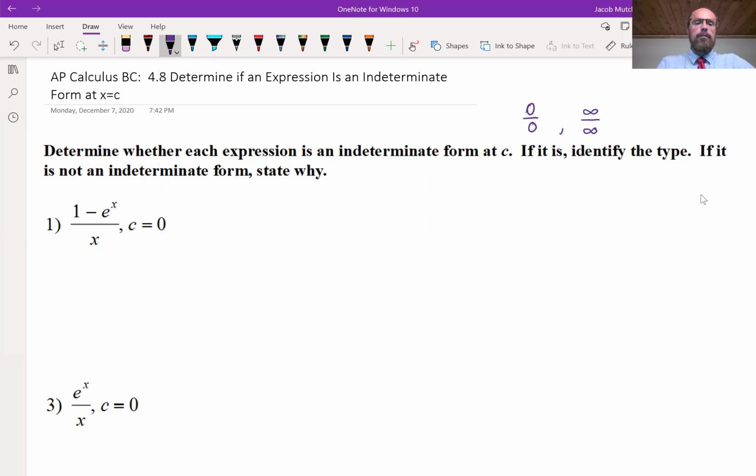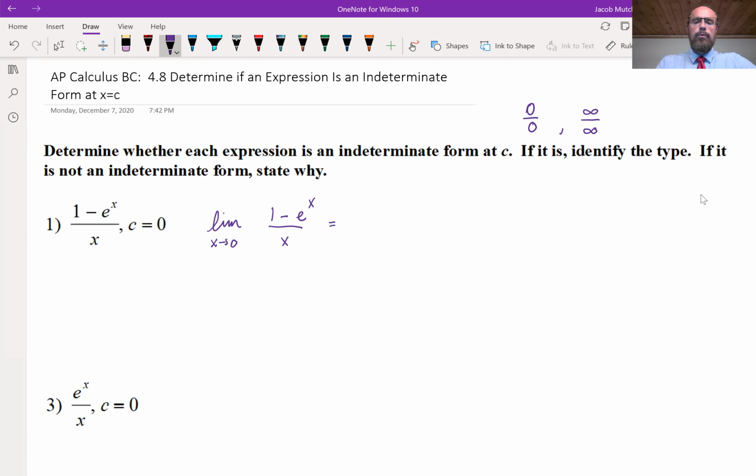And we're told to find what's the form when c equals 0. So that c, that's a specific x value. And really that's the idea there: if I take the limit as x approaches c, which in this case is 0, of this function, 1 minus e to the power of x over x, really that's where we're seeing the indeterminate form. So let's see if we can evaluate this limit.